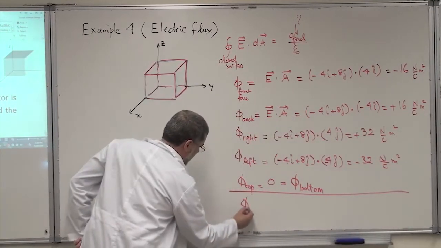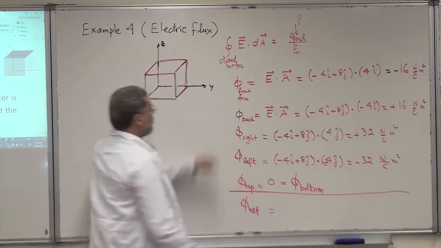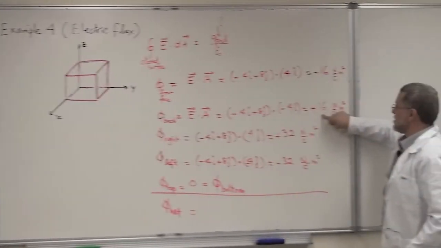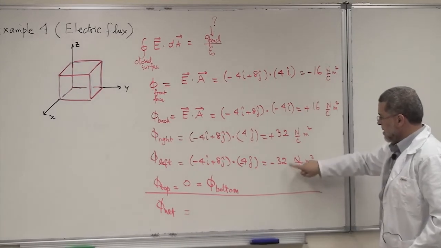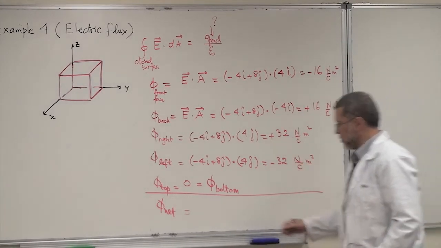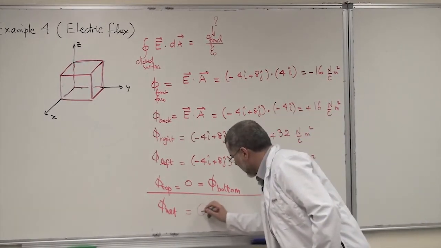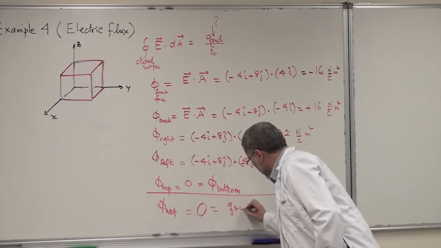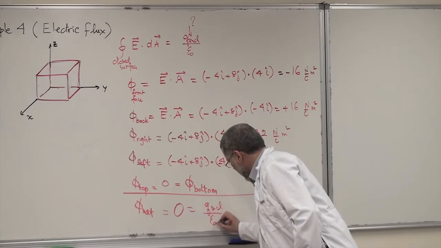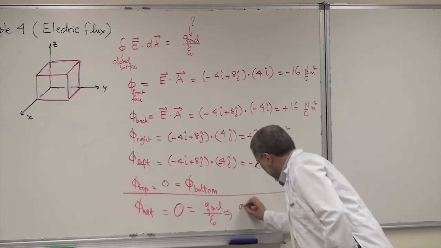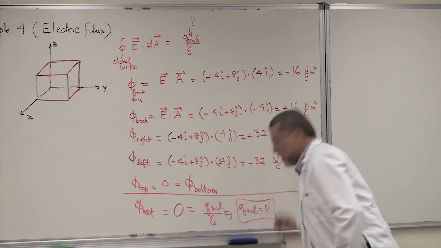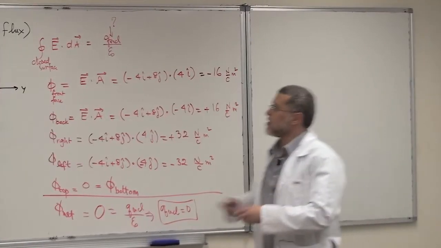The net flux is the sum of all these fluxes. You have plus 16 cancel minus 16, and plus 32 cancel the minus 32 here, and you get 0. Net flux will be 0, and this is equal to Q enclosed over epsilon 0. Therefore, it means that Q enclosed is also 0. So there's no charge enclosed inside this surface.